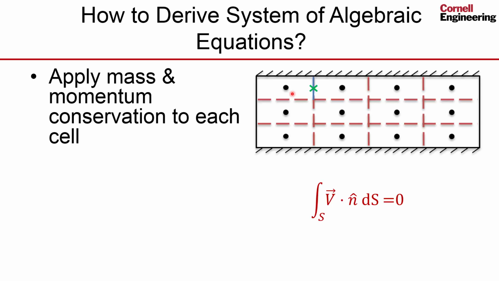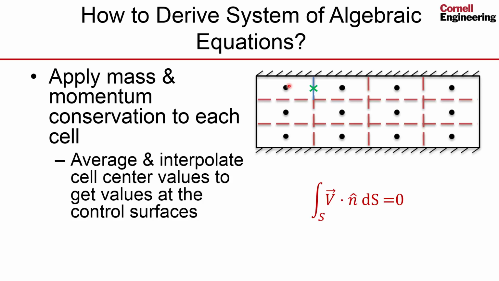Similarly, I have to do it for x momentum and y momentum, so I'll get 3 discrete or algebraic equations per cell, and I'll have a total of 36 equations because I have 12 cells. So 36 equations, 36 unknowns. So one has to average and interpolate cell center values to get values at the control surfaces, or these are called faces in the method.